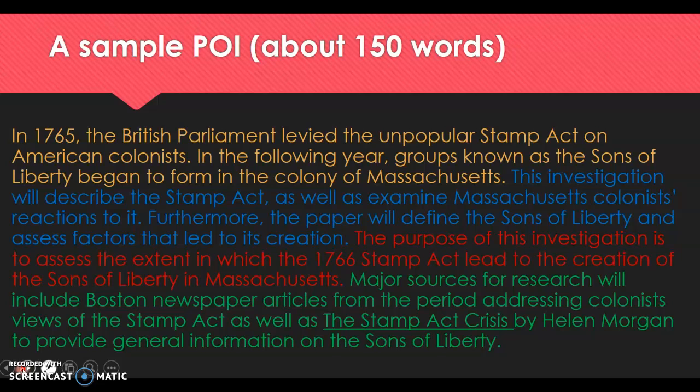Furthermore, the paper will define the Sons of Liberty and assess factors that led to its creation. Okay, so the research summary of evidence will have a variety of things that likely led to the Sons of Liberty. The purpose of this investigation is to assess the extent to which the 1765, it should say 65, Stamp Act led to the creation of the Sons of Liberty in Massachusetts. Okay, so you're repeating your question. The very last sentence is, what sources will I use?